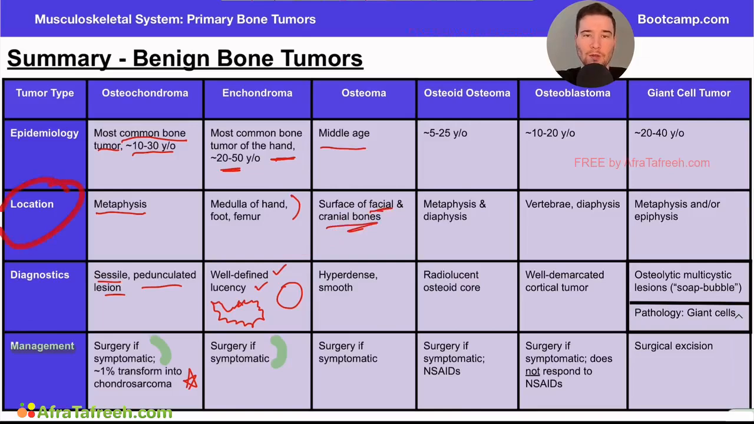When we think about the location, if we see one on the face, this should be a little bit higher up on our differential just because that's one of the areas it's more likely to occur. Diagnostics will often show a hyperdense and a smooth appearance. And again, surgery can be considered if the patient is symptomatic.